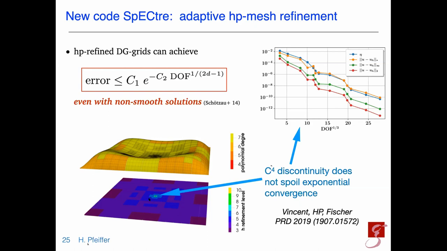And if one balances polynomial refinement and H refinement appropriately, it turns out one can still recover exponential convergence in the number of degrees of freedom, despite having the singularity in the problem. These are so far little test problems, just showing that things actually work on test problems, and the generalization to actual black holes is currently underway.